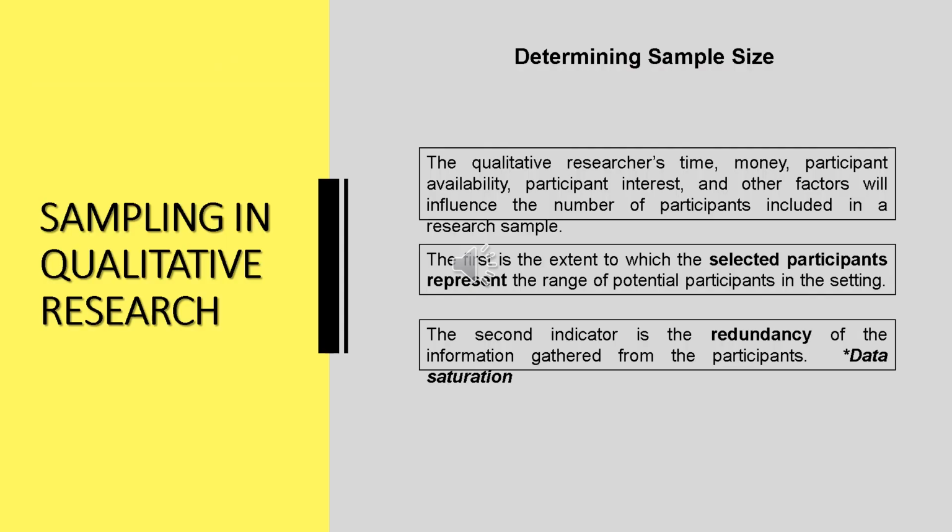So, how can we determine the sampling in qualitative research? So, the qualitative researcher's time, money, participant availability, participants' interest, and other factors will influence the number of participants included in a research sample. So, the first is the extent to which the selected participants represent the range of potential participants in the setting. The second indicator is the redundancy of the information gathered from the participants or the data saturation.